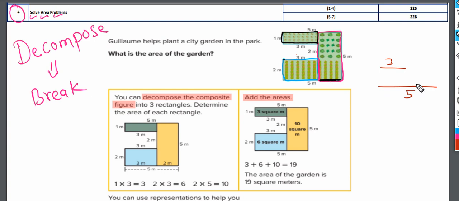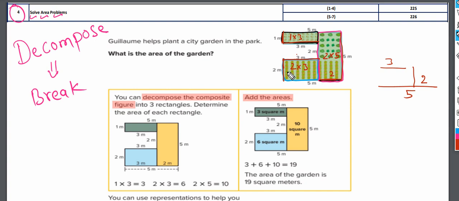So this will be how much? 5 minus 3, 2, right? So this side is 2 and this is given 5 already here. Now for this rectangle, this side is 2 and this side is 3. So 2 times 3. For this one, this 2 and 5. So 2 times 5. And for this one, this side is 3 and this is 1. So 3 times 1 or 1 times 3.